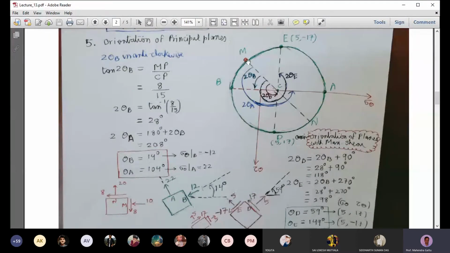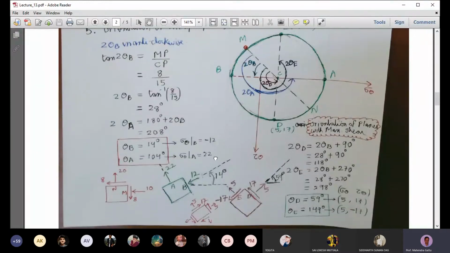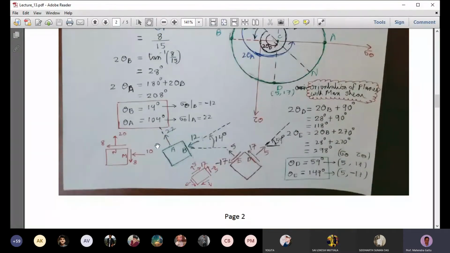So if you rotate by 14 degrees, we will reach point B, and point B corresponds to a normal stress of minus 12. And if you rotate by 104 degrees, you will get point A, and point A corresponds to a normal stress of plus 22. Okay, so we can sketch those planes here.